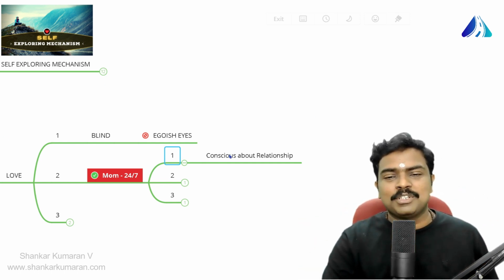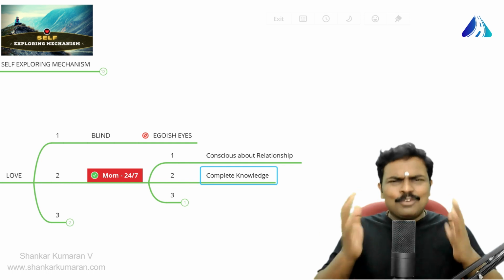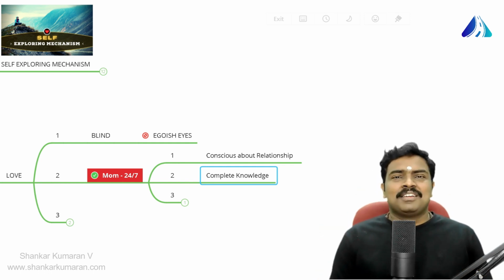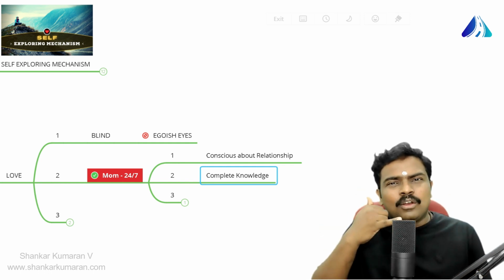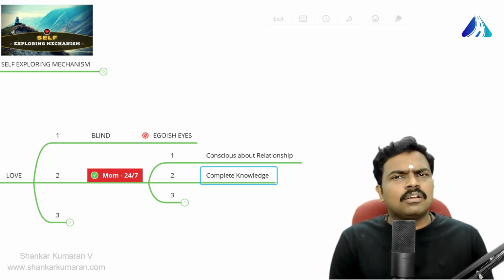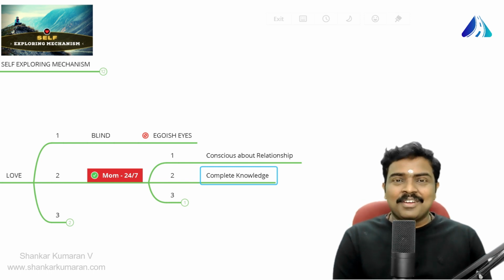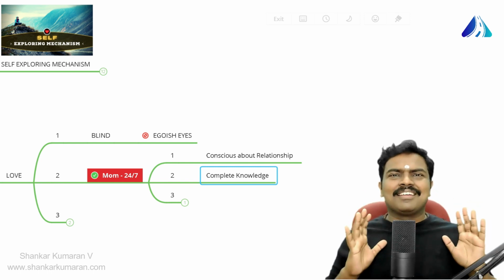The second dimension of mother is complete knowledge. Mother will know everything about the child. The son will just call and say, hello, amma, that's all. Mother will tell, what happened? Your health is not good. What happened? You didn't study well today. That teacher again scolded you. Specifically, your mother will tell, right?